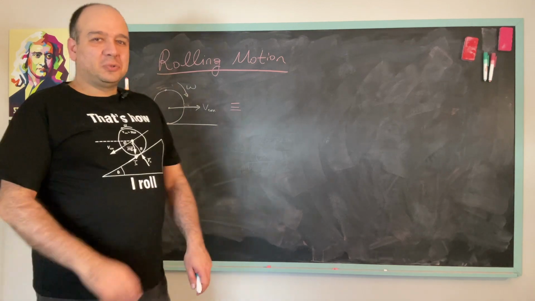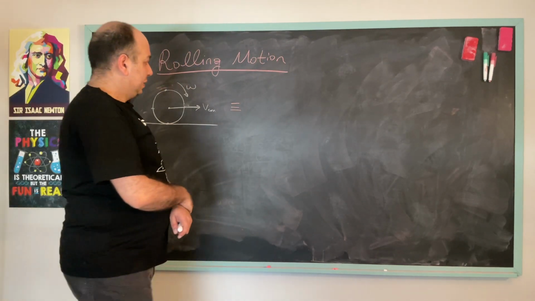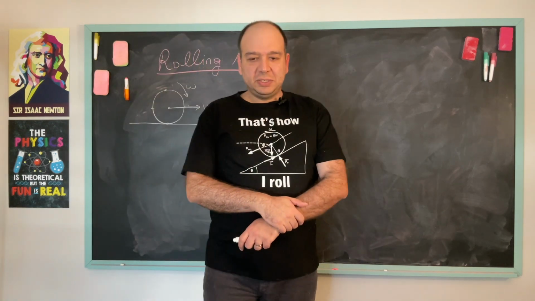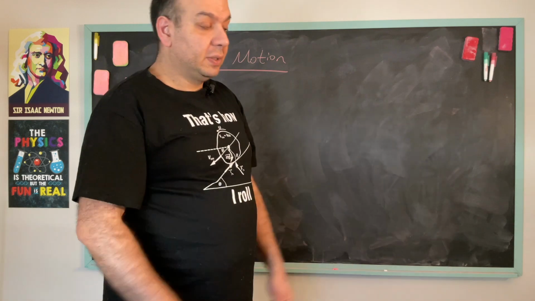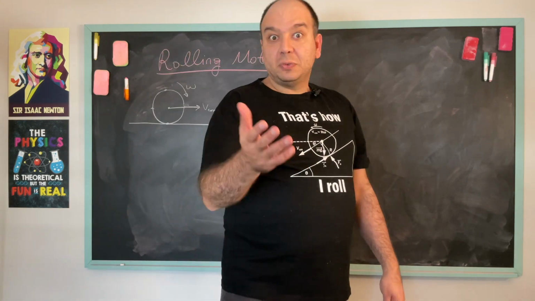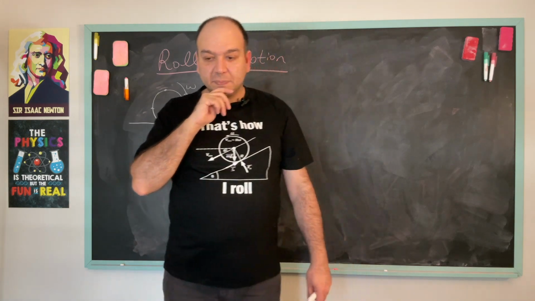Hello everybody. Today we will be talking about rolling motion. We already know the translational motion where a system moves on a straight line, right? We are using F = ma to find the equations of motion for a system like that.